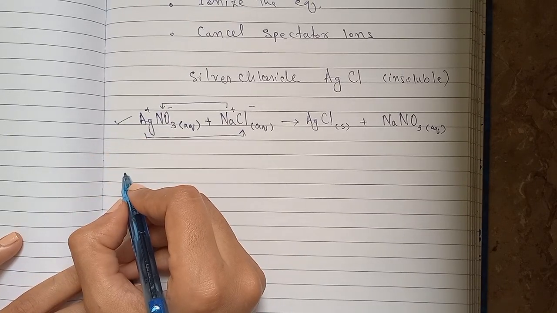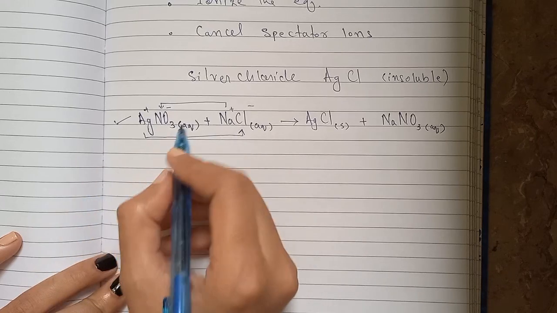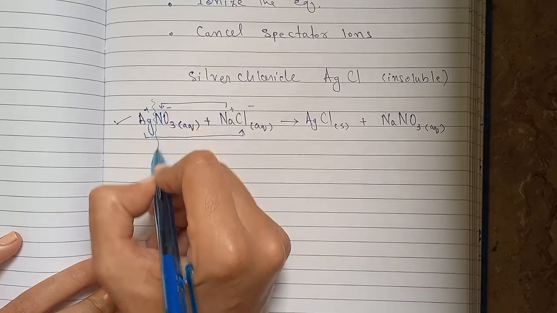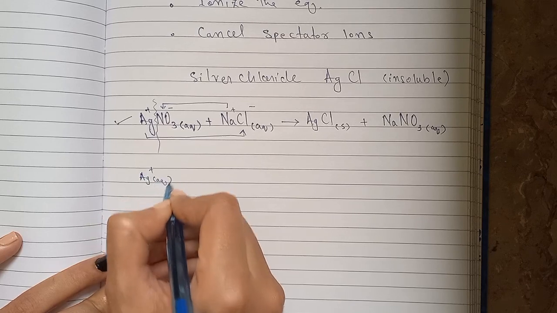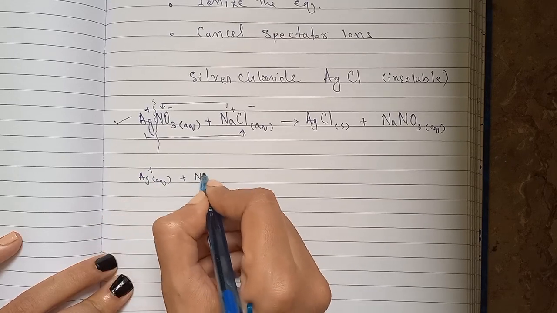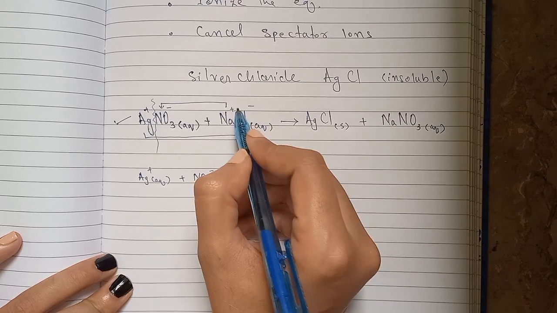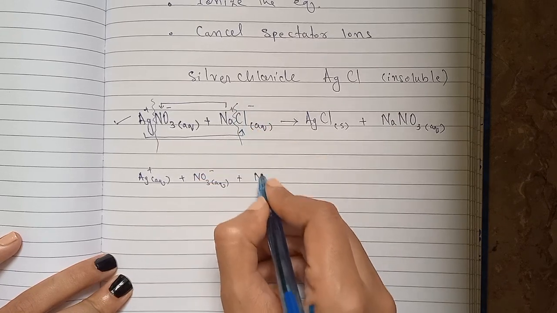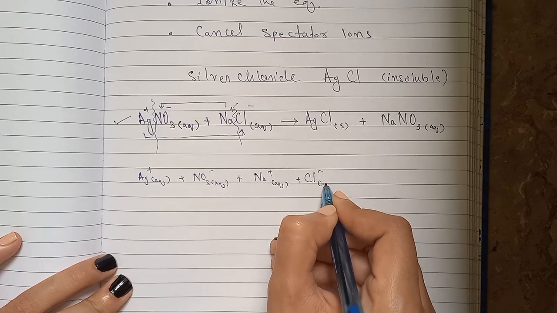In the next step, you have to ionize or break these substances, the aqueous substances only. So AgNO3 will break like this to give Ag+ (aq) and NO3- (aq), plus NaCl will break up like this, Na+ (aq) and Cl- (aq).